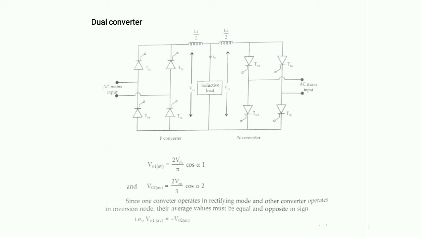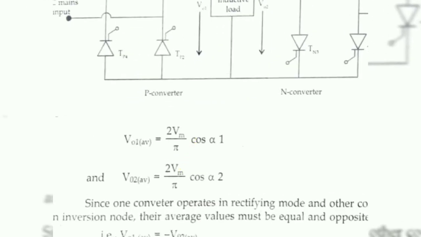Both outputs VO1 and VO2 appear across the load, hence the average values are given by VO1 average equal to 2Vm divided by pi into cos alpha 1, and VO2 average equal to 2Vm divided by pi into cos alpha 2. Since one converter operates in rectification mode and the other in inversion mode, these values must be equal with opposite signs, so VO1 average equals minus VO2 average.